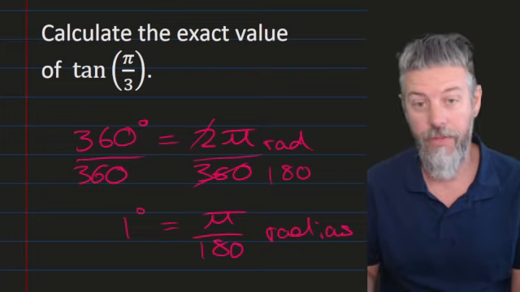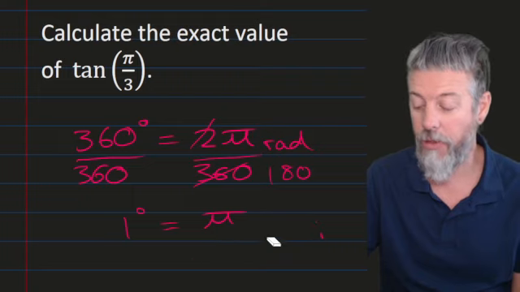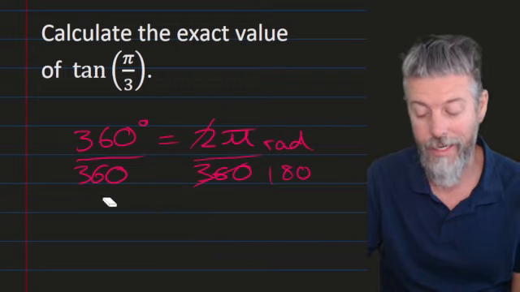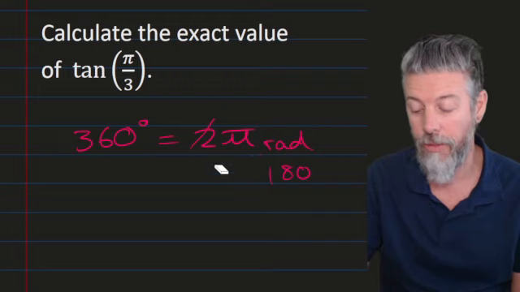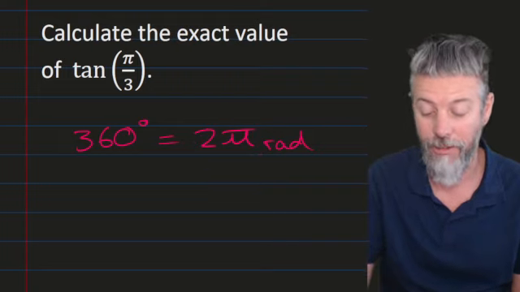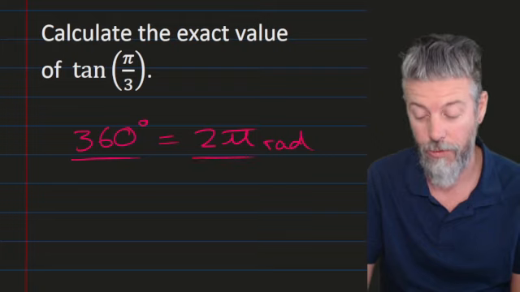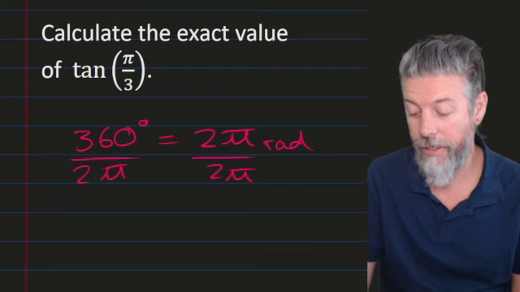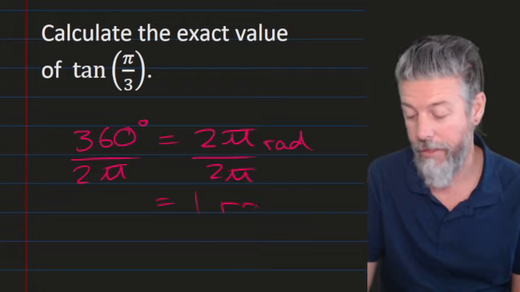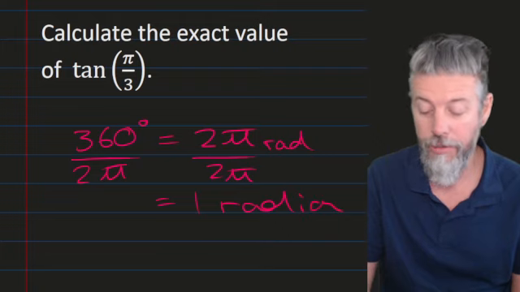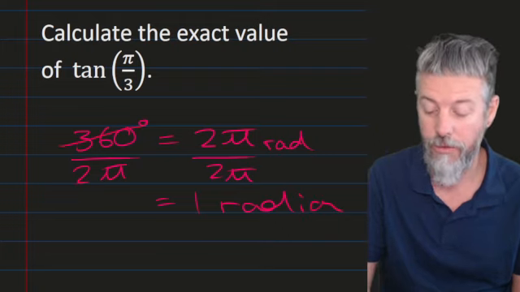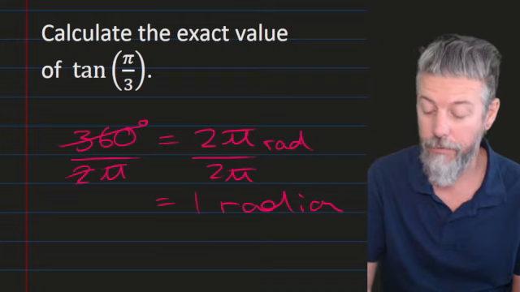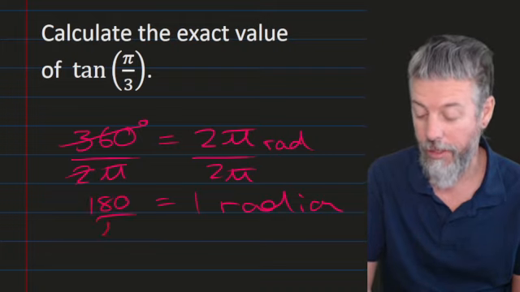Now, if I would have gone the other way and I would have tried to find out, well, what's 1 radian, then I would have been doing the opposite of dividing by 360. I would have been dividing by 2 pi. And that's going to get me to cancel down to 1 radian. And now we're going to do the same thing. The 2 cancels the 360, and we're left with 180 on pi.